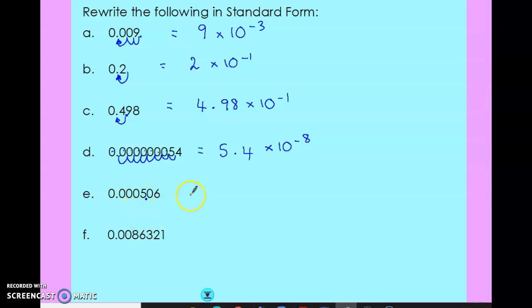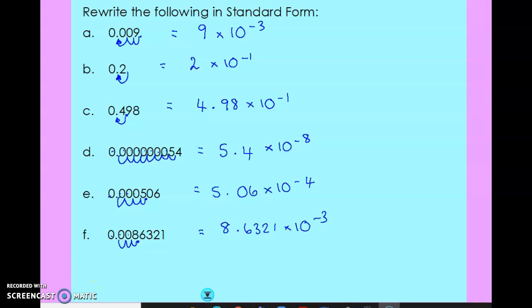Okay, next one, my number's going to be 5.06. Oh, getting ahead of myself here. 5.06, that's better. Times 10 to the power of negative 1, 2, 3, 4. Okay, zeros, 1, 2, 3, 4. The decimal point is going to go in here. So 8.6321 times 10 to the power of negative 1, 2, 3. And the zeros, 1, 2, 3.